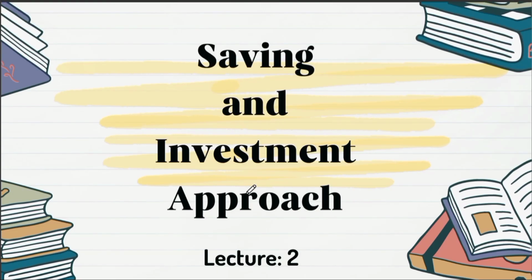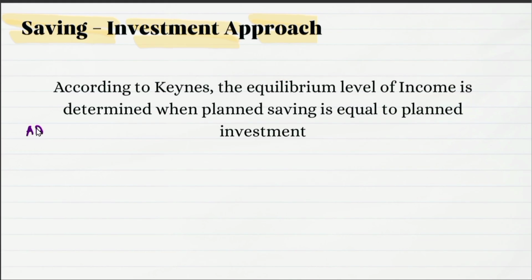So this is the second lecture of chapter 4 of the NCERT textbook, that is determination of equilibrium income. In this chapter we will read about the savings and investment approach to determine the equilibrium level of income. So let's proceed. We know that AD is equal to AS, and this is the AD-AS approach.